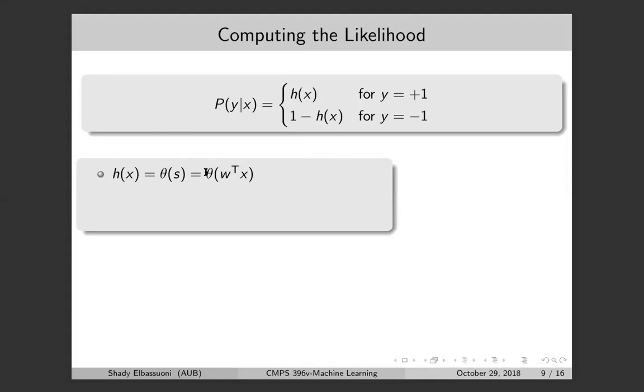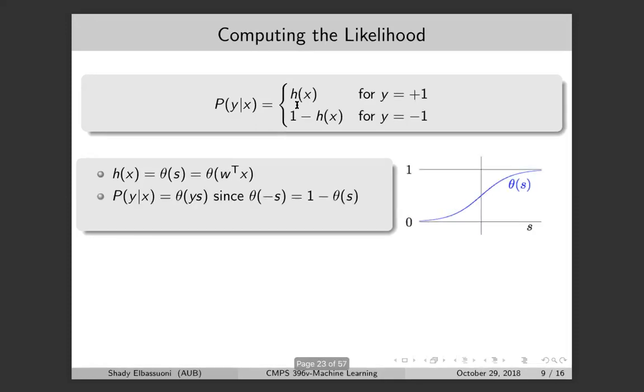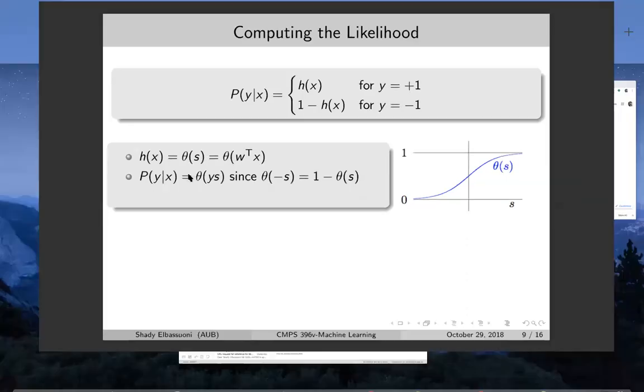Okay. So I have here a branched condition. I want to put this into one line. So let's see how to do this. One observation is that p of y given x is equal to theta of y s, since theta of minus s is equal to 1 minus theta of s. So let's see what this means. I have p of y given x equal to h of x when y is equal to +1, where h of x is equal to theta of s. So what is theta of s?